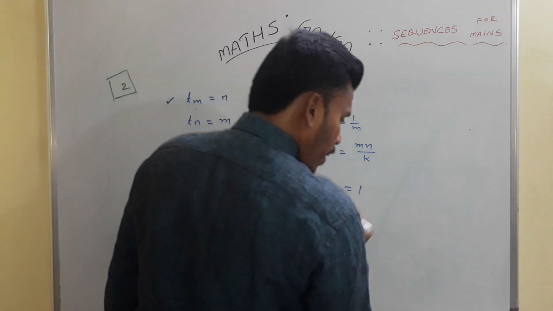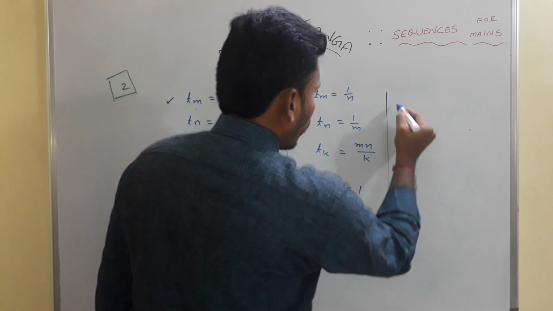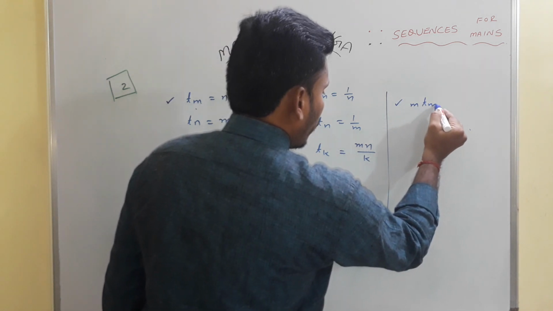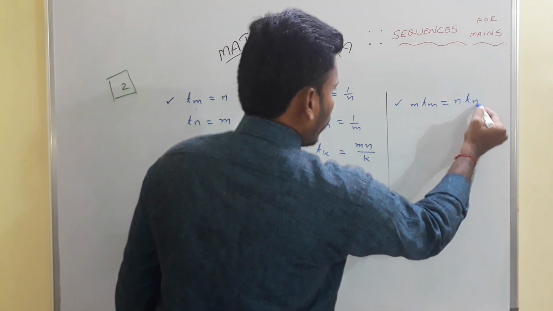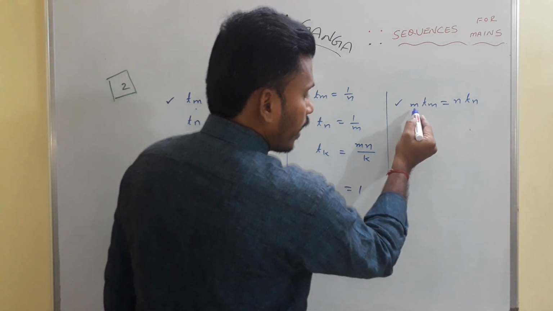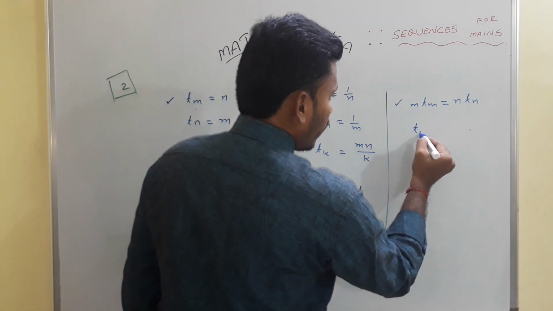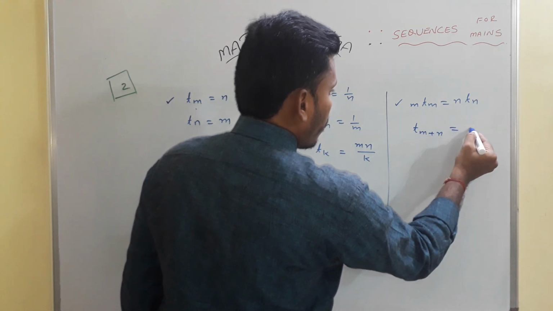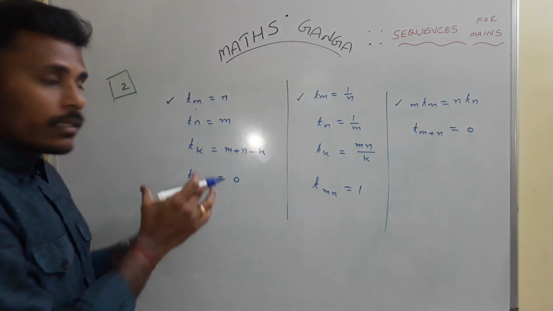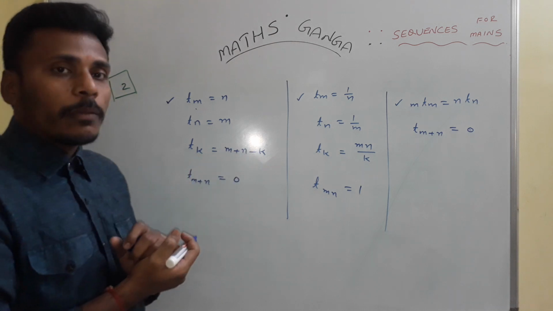as 1. So if the mth term is 1 by n and the nth term is 1 by m, then its mnth term is 1. In the same way, if you have m Tm equals n Tn, in the sense that m times the mth term is equal to n times the nth term, then in that case also the m plus nth term is 0. These are the different special arithmetic progressions.